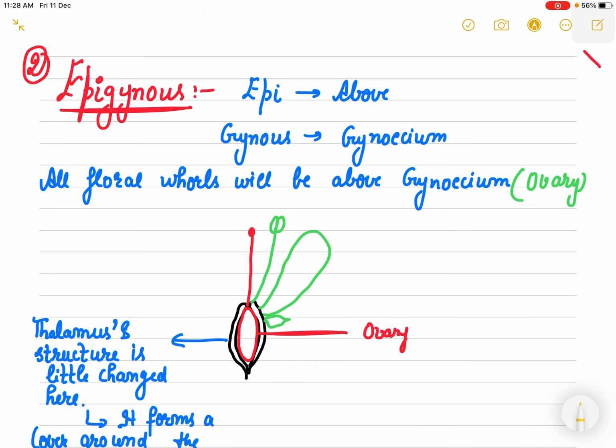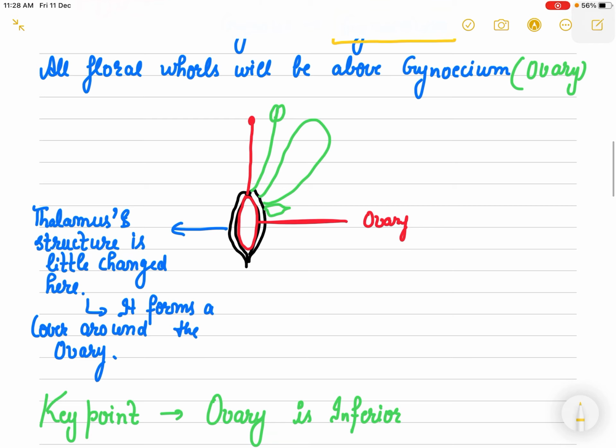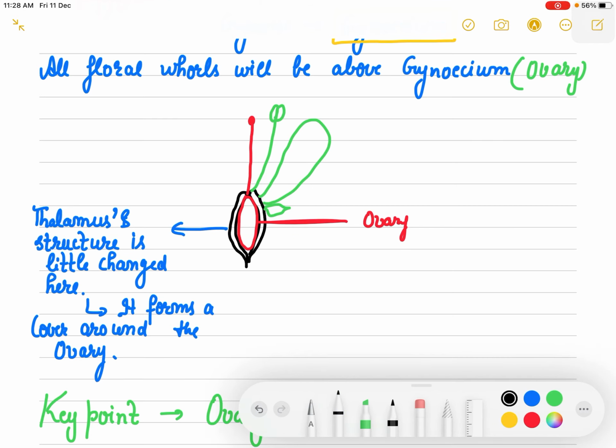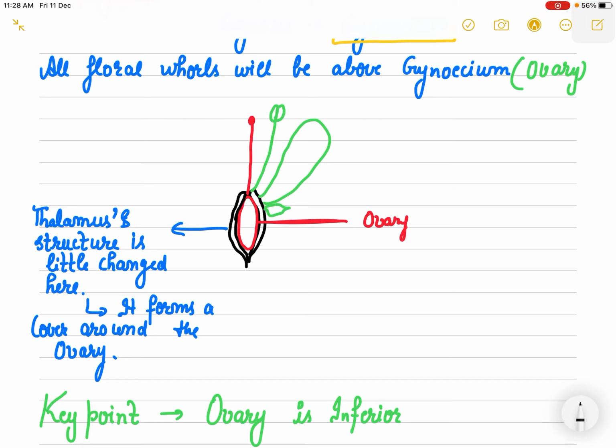Now next type of flower is epigynous. Epi means above, gynous means gynoecium. So all floral whorls will be now above gynoecium. If all the floral whorls are above gynoecium, so here you can see now thalamus structure has changed. Thalamus is present in a structure which looks like a cover around the ovary, right? This forms a cover around the ovary, and in the center, this is our ovary, right?